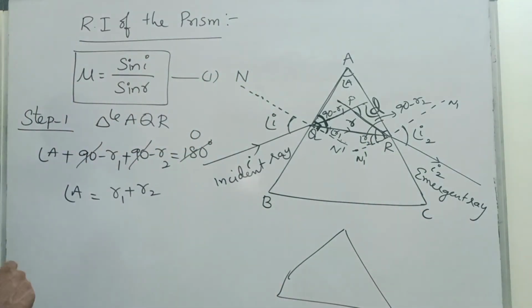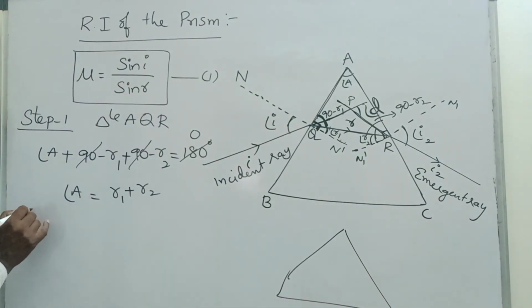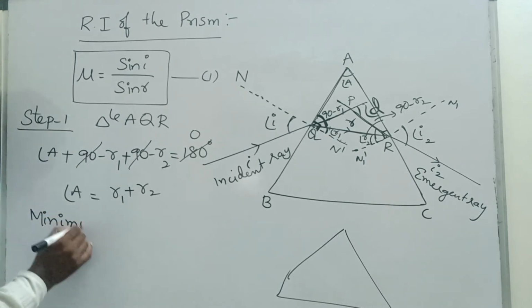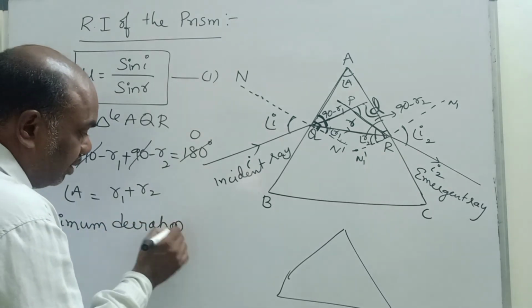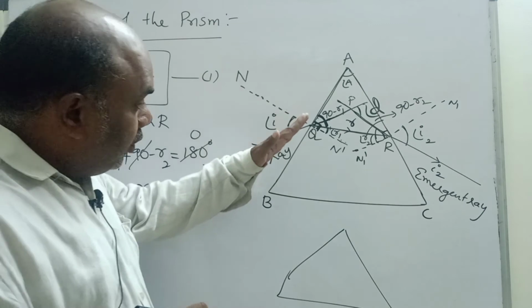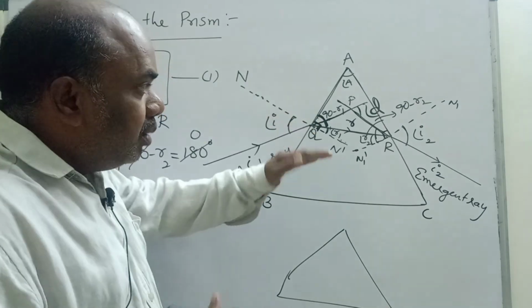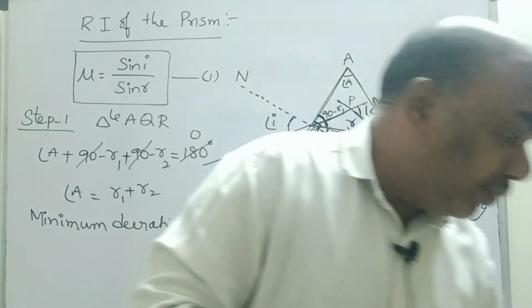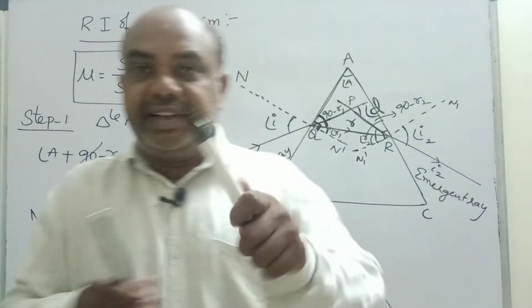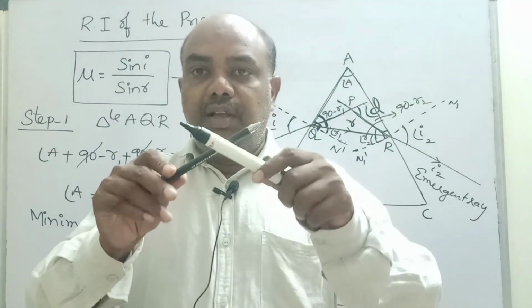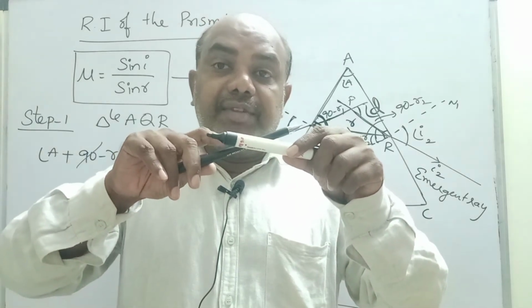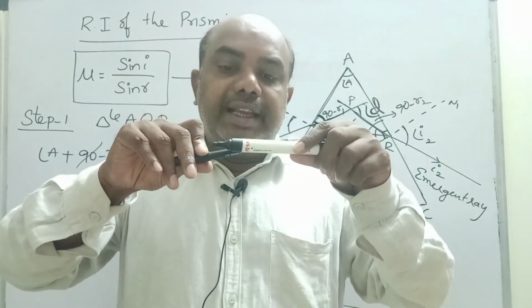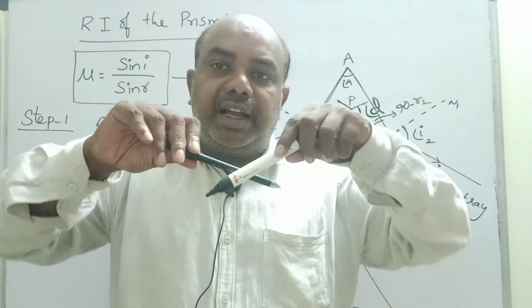But observe carefully, children, if you consider minimum deviation, what will happen? What is meant by minimum deviation? If you change the angle of incidence, the angle of refraction automatically changes. This is the angle of incidence and this is the angle of refraction. If you change the angle of incidence, the angle of deviation also changes. It will be minimum at a particular point, and after that it increases again.